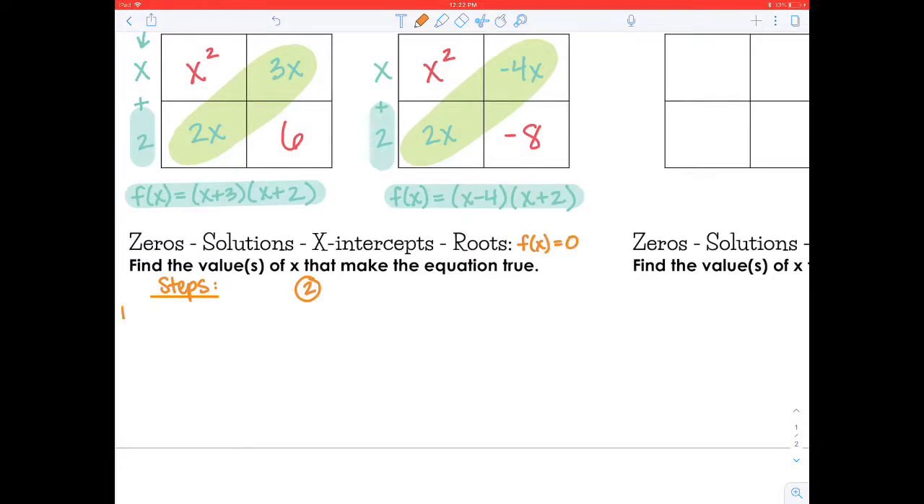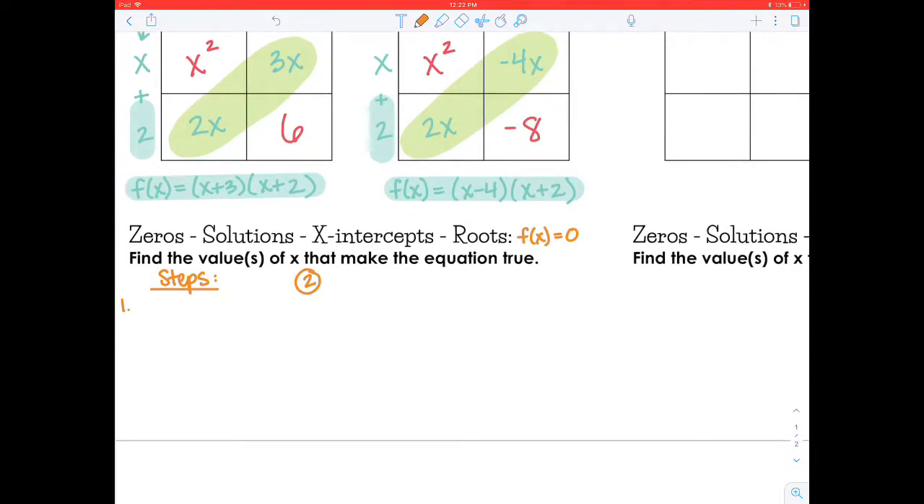So our first step is to replace f of x with 0. Okay, so we're doing this from factored form. So instead of f of x equals, I'm going to do 0 equals x minus 4 times x plus 2.